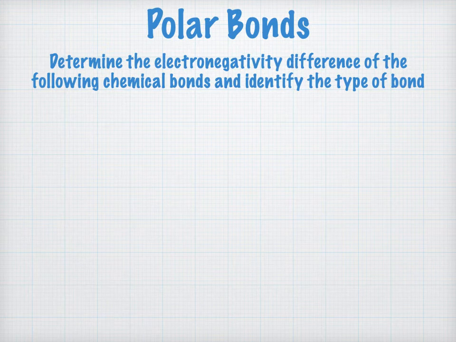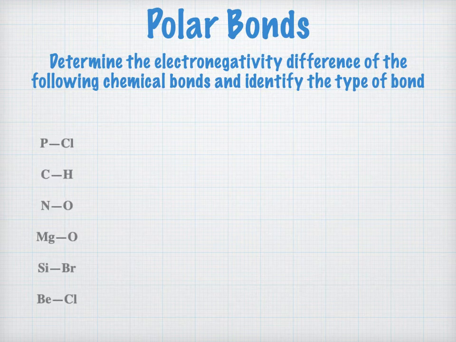You need to grab your periodic table. You need to find your electronegativities, which, if you're not sure where to find them, you should look at the key on your periodic table, and it's going to tell you what number in that square is the electronegativity. Here's a series of chemical bonds. What I want you to do is go through and see if you can sort out what the electronegativity difference is between these bonds and whether or not they are polar or nonpolar.